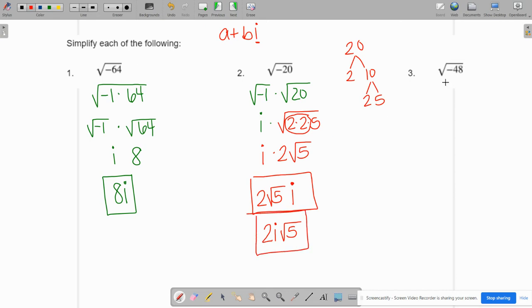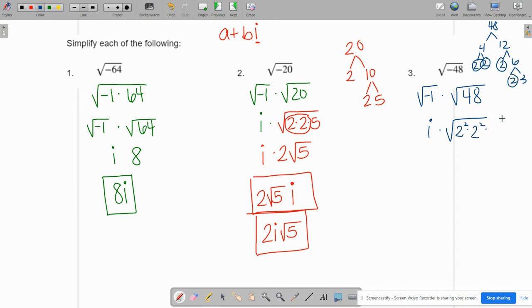The square root of -48, I'm going to think of this as the square root of -1 times the square root of 48. The square root of -1 is i. The square root of 48, you can do the prime factorization of that. So 48 we could think of as 4 times 12, for instance. 4 is 2 times 2. 12 is 2 times 6, and 6 is 2 times 3. So we would have 2 times 2, or 2 squared, times another 2 times 2, or 2 squared, times a 3.